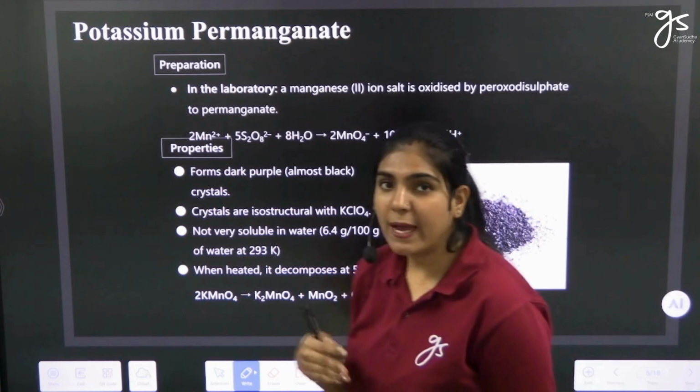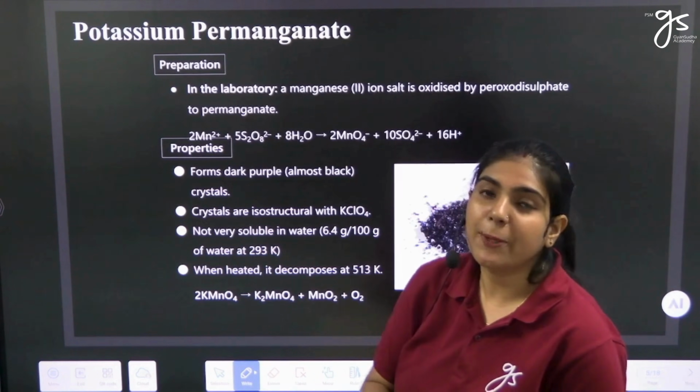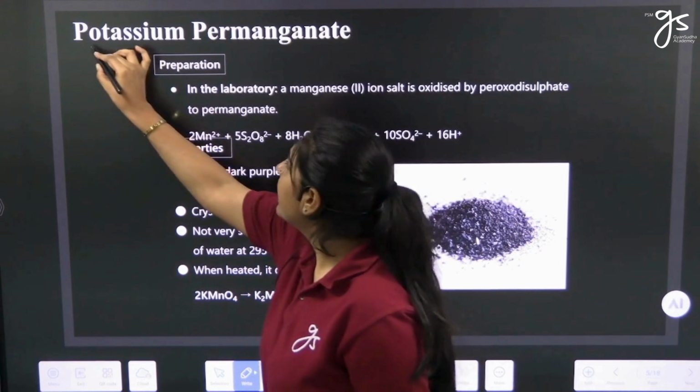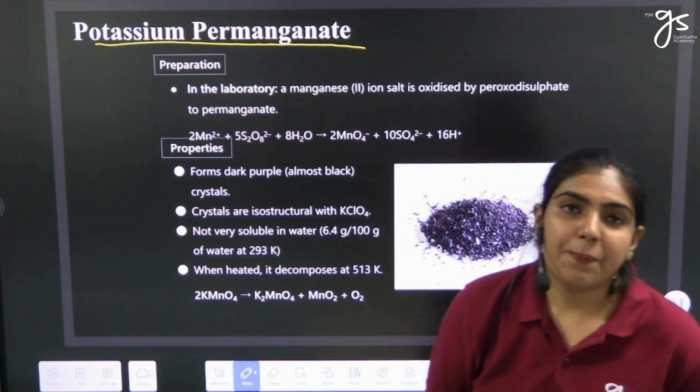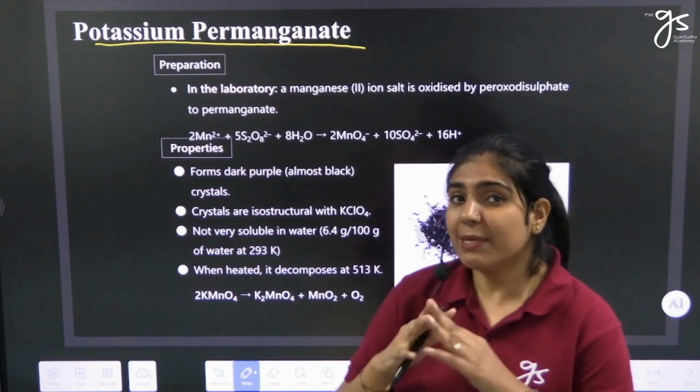Now next we will discuss potassium permanganate. This is a very important compound in this chapter. Its preparation and properties are all important, along with the structures, and we will see some important questions from this topic as well.